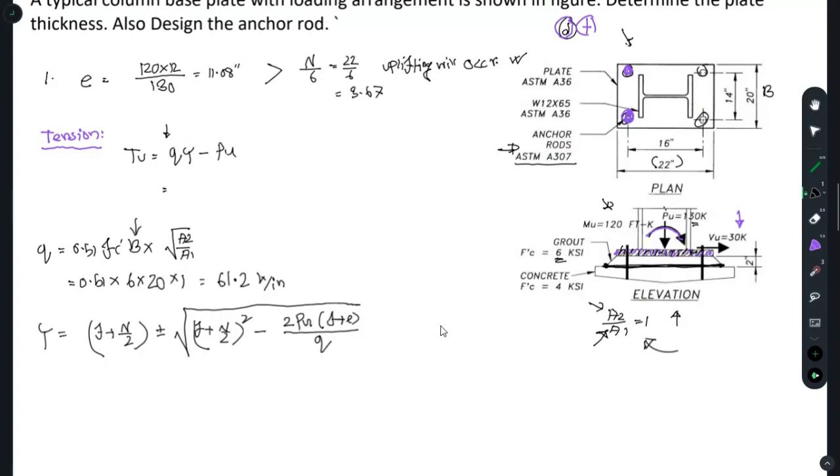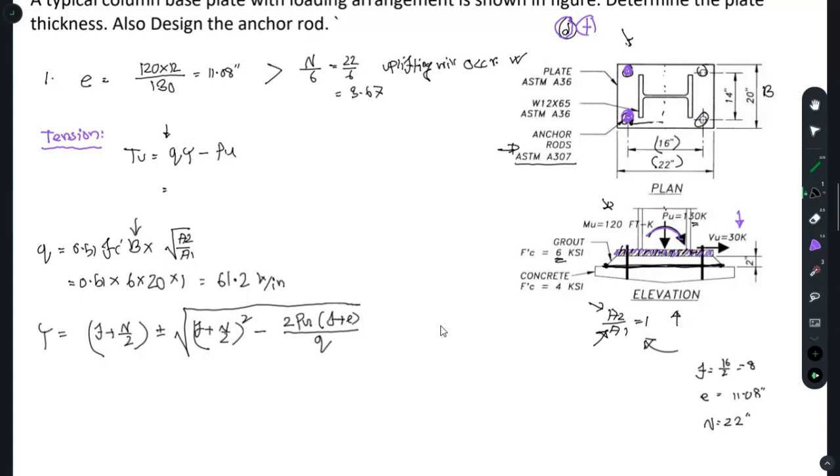Here, f is simply half of this. f is simply the distance from the middle to the middle of the anchor rod. So f would be just 16 divided by 2, that is 8. And we have an eccentricity that we found earlier, that is 11.48 inch. Do you need any other parameters? And your N value is 26.